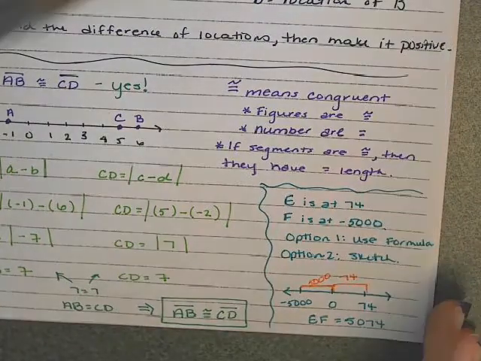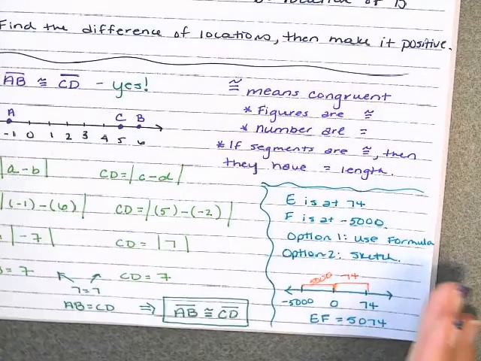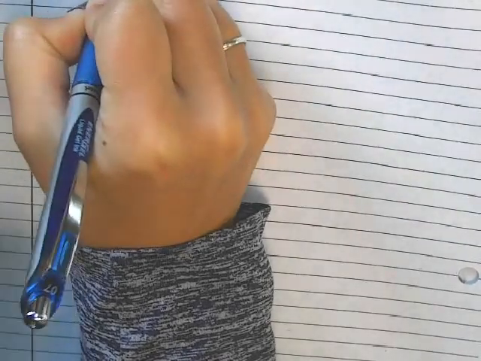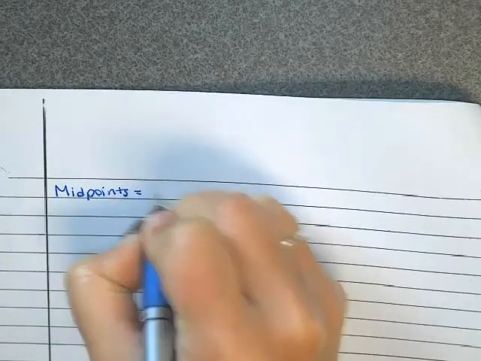Okay. Are we good to flip this over? On the back side, midpoints. Think of average.